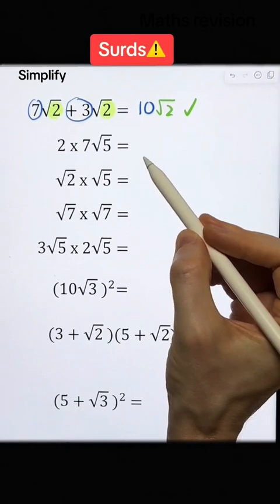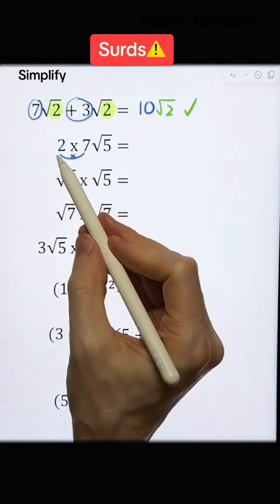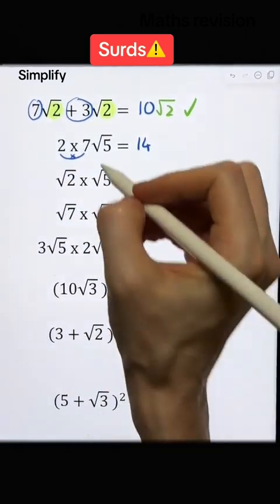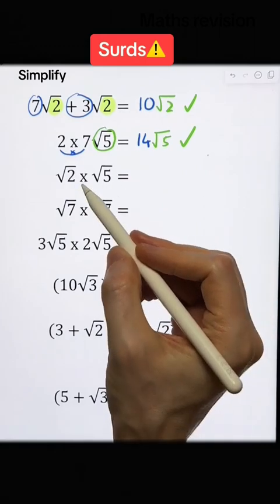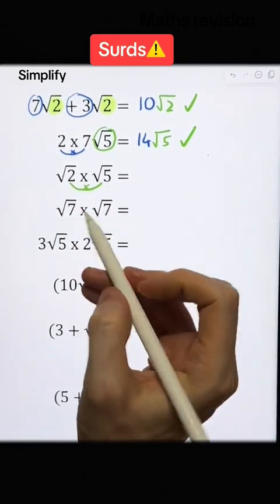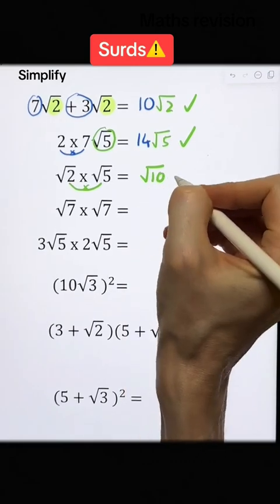When multiplying involving surds, if the numbers are outside, we times them outside. Here 2 times 7 will give us 14 lots of root 5. When multiplying surds, if the numbers are on the inside, we times them on the inside. Hence root 2 times root 5 will simplify to give us root 10.